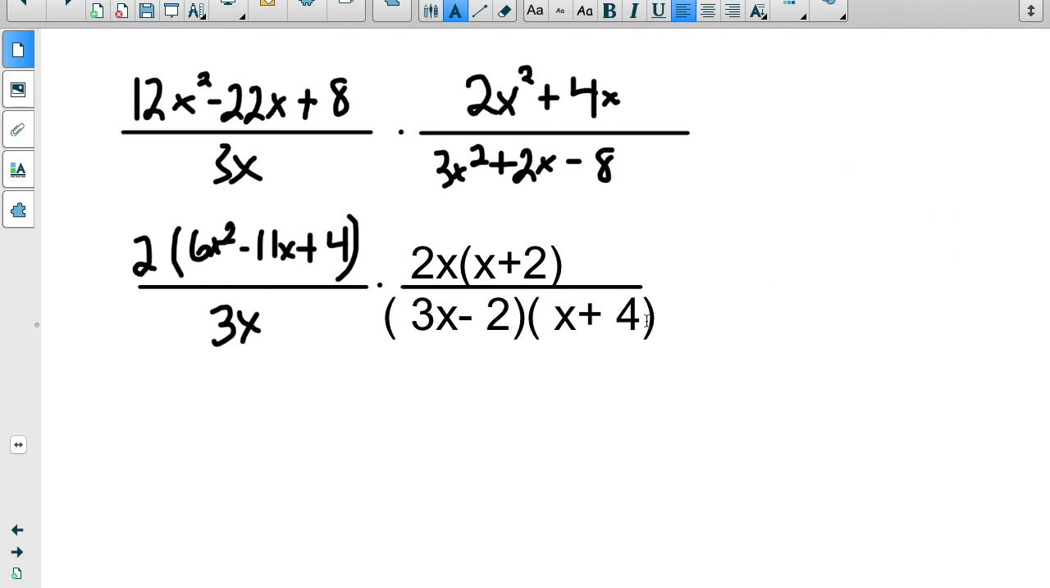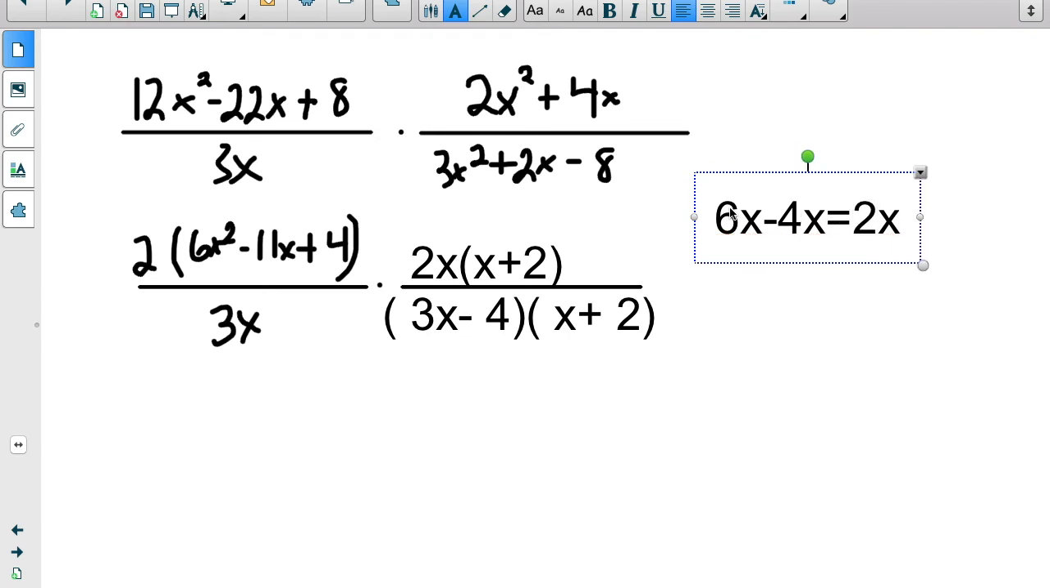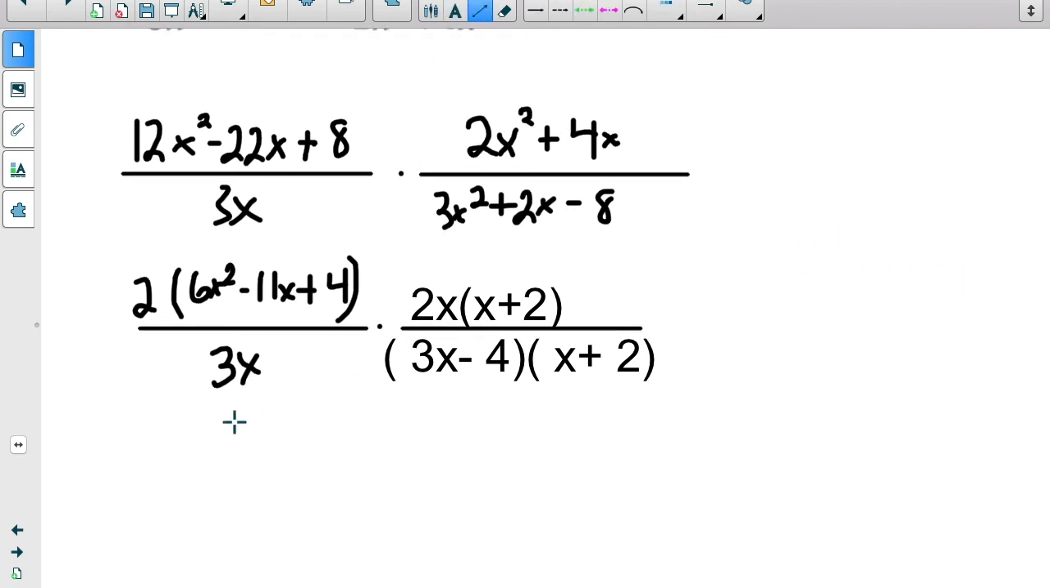So we'll need to change our numbers. We'll flip the 4 and 2. And we can try this again. So 3x times 2 would be 6x. Negative 4 times x would be negative 4x. Is equal to 2x. And that's what we wanted. So here are the factors for that one there. Okay.